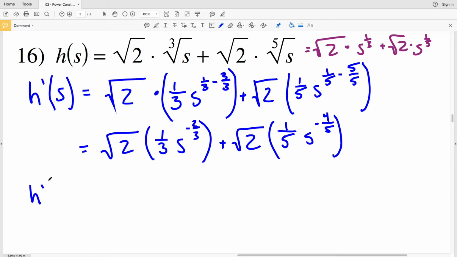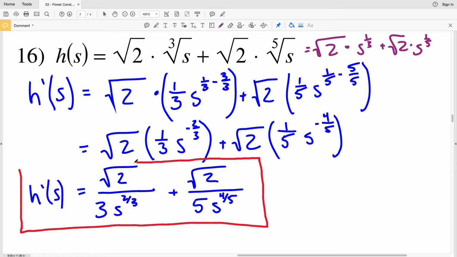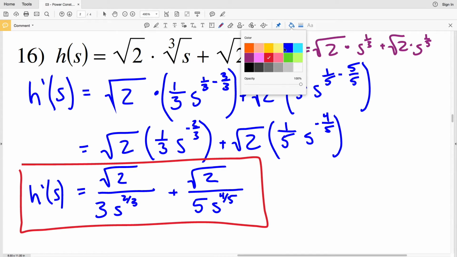So the derivative of h of s is going to equal the square root of 2 all over 3 times s to the 2/3 plus the square root of 2 all over 5 times s to the 4/5. And that's my solution in number 16.